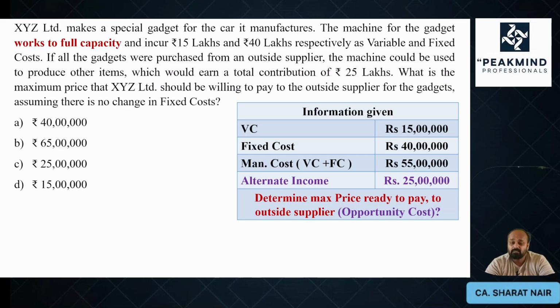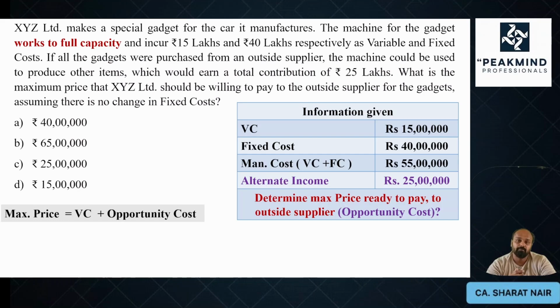Now what they have asked in the question is, if the company is not manufacturing this output, rather they are buying it from the outside supplier, whatever the time and resources which the company is spending for the current manufacturing of the output can be used for manufacturing some other output which will fetch the company 25 lakh rupees. So they are asking us to find out what should be the maximum price the company will be ready to pay to the supplier is the question. I hope the question is clear.